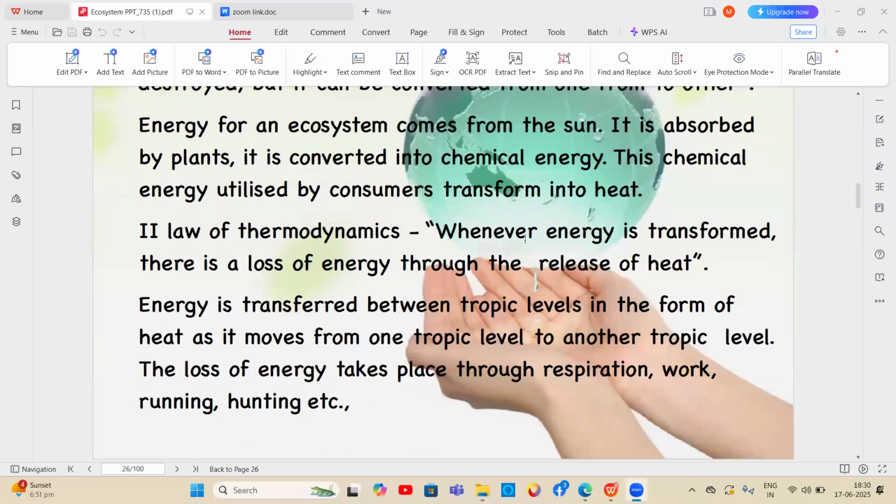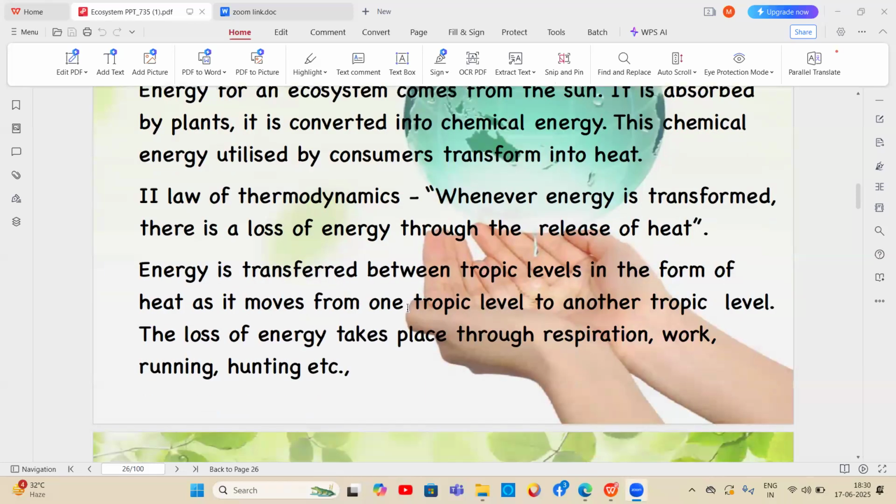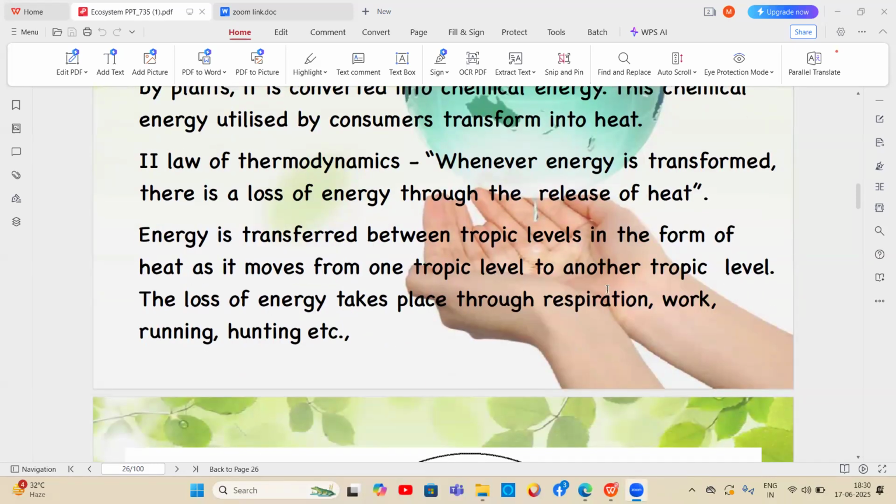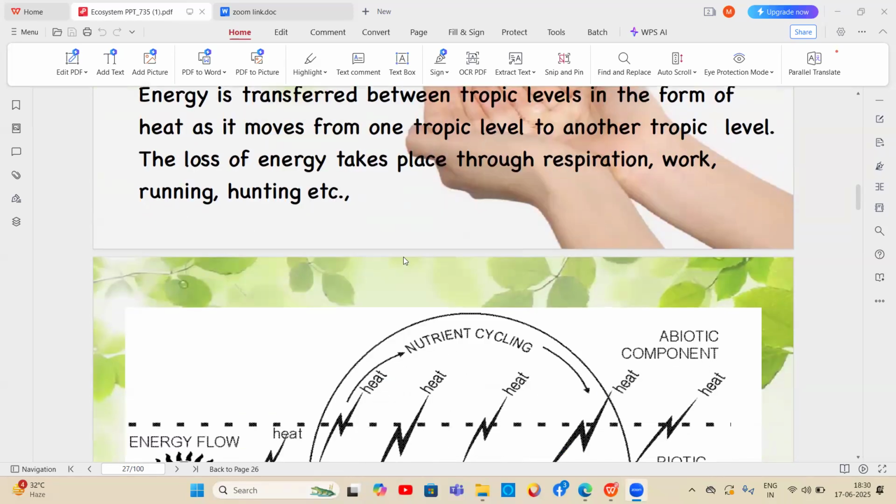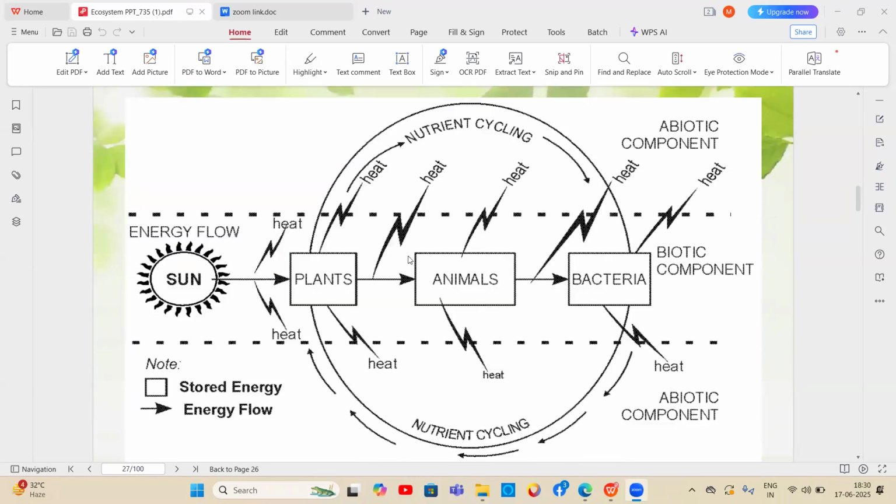The second law is that whenever energy is transformed, there is a loss of energy through the release of heat. So here also, while transferring from one trophic level to another, some amount of energy is lost in the form of heat. So it follows two laws. Here is the energy flow: from the sun to the plants, the producers, and from the plants to the animals. While transferring, some amount of energy is lost in the form of heat.